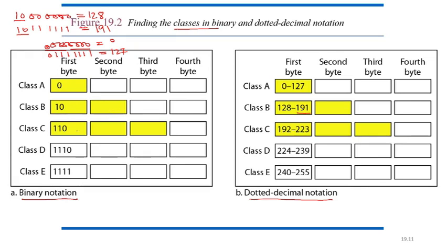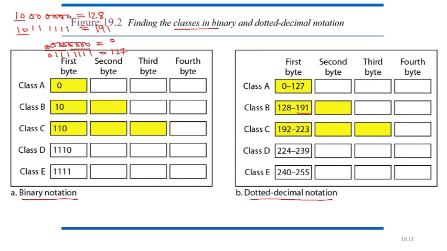The next is the third case, class C, where the first byte is going to be represented as 110, which is fixed. So the remaining 5 bits will be changing, and the maximum value is 110 followed by all ones. So that will come out to be 192 to 223.